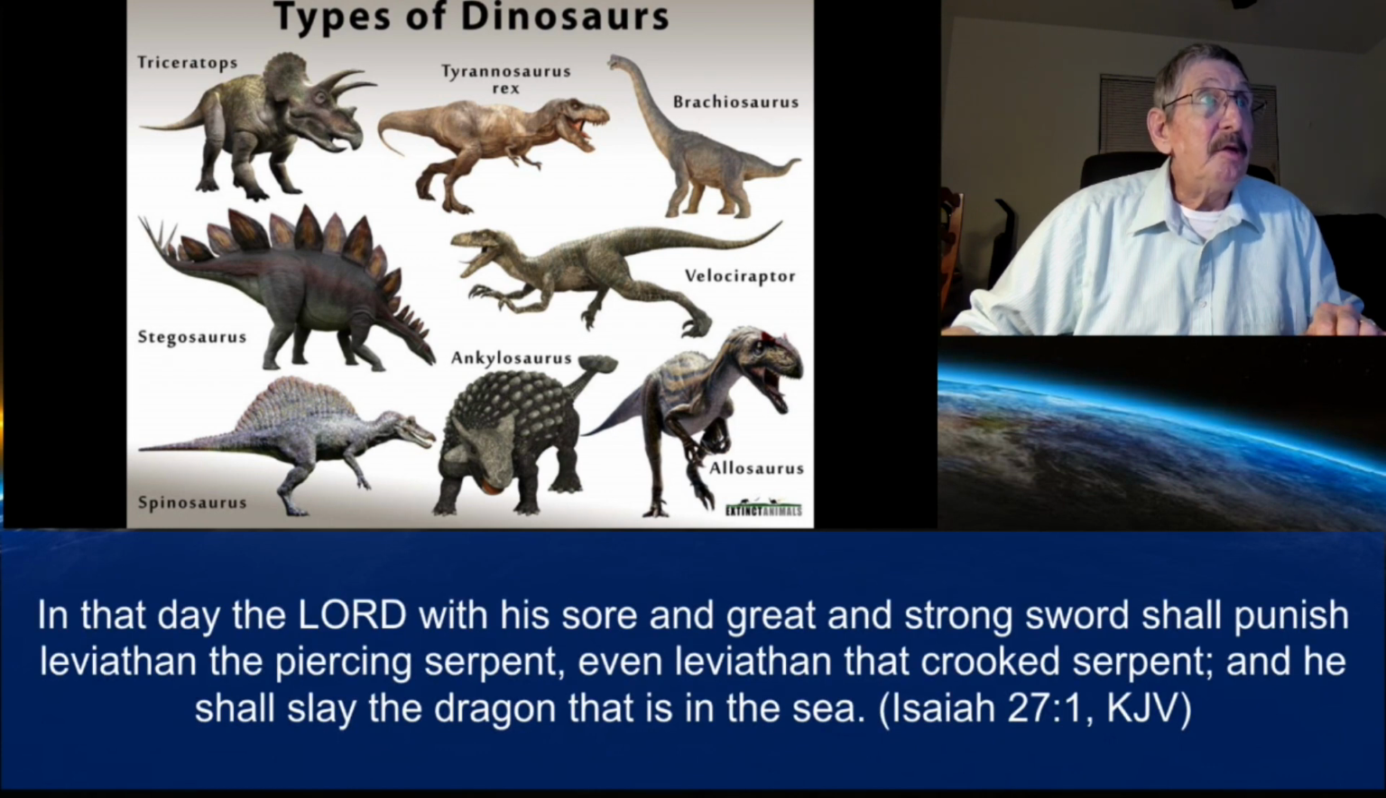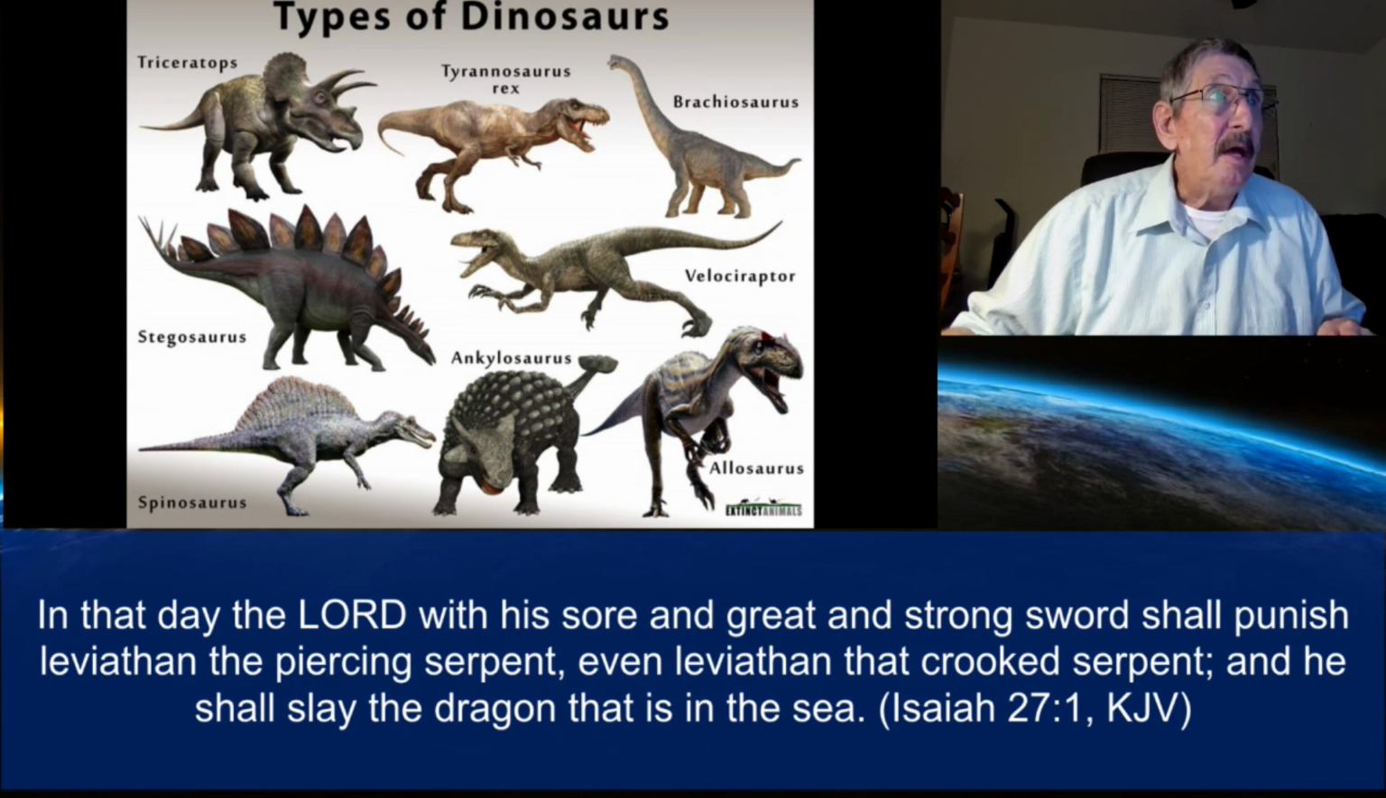Okay, Isaiah 27:1. This is probably my favorite verse. In that day the Lord with his sore and great and strong sword shall punish Leviathan the piercing serpent, even Leviathan that crooked serpent, and he shall slay the dragon that is in the sea. So here he spells it all out for us. It definitely points out exactly who this is. It's a serpent that connects it to the dragon, and the current day dinosaurs that they're trying to push as being millions of years old could definitely have been in existence during Adam's time.